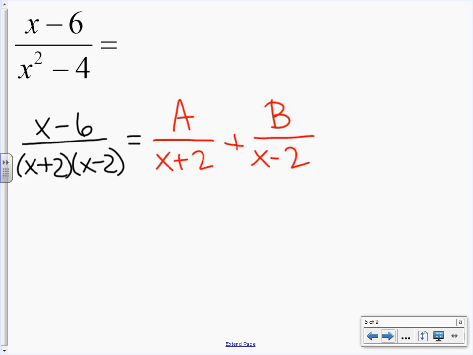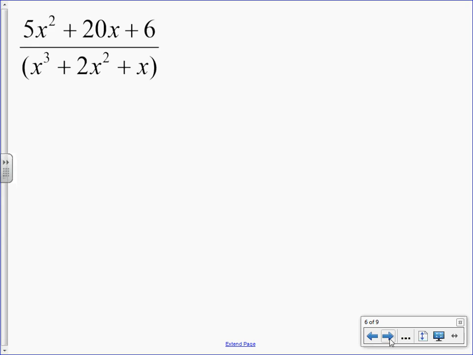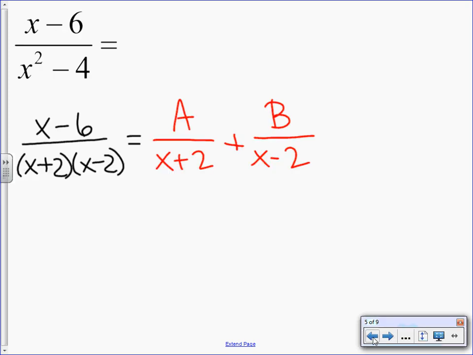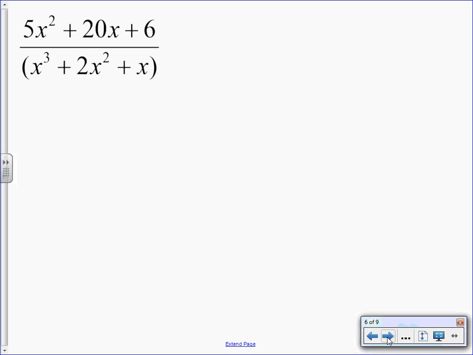Not done. Just be patient. 3 more examples. Okay? These are the easy ones. Don't give me a sigh. Can we go back? Yes, we can go back. Yes, sir. Okay.